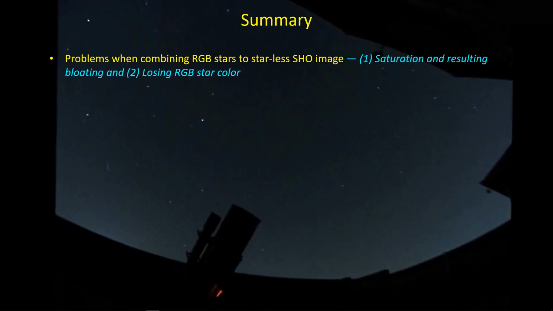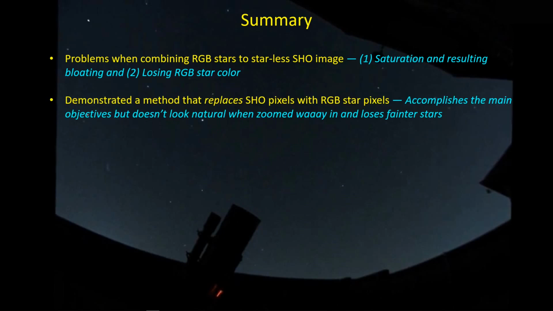So the main problems I wanted to avoid when adding stars to a starless image was to avoid the saturation and the resulting bloating around those stars that results when you add a bright star to a bright nebula region, and also losing RGB star color in those stars that weren't saturated. In the last video, I demonstrated a method that replaces the pixels in the starless image with the star pixels wherever the star pixels are brighter than those pixels in the starless image, and that worked very well in that it didn't result in any saturation, it didn't produce bloating, and it recovered 100% of the RGB star color and put that into the starless nebula image. The problem with that approach is that it doesn't really look natural because you don't get a natural blend between the nebula and the faint boundary of the star, and also you end up losing fainter stars because their brightness is not as bright as the nebula that you're adding the image to.